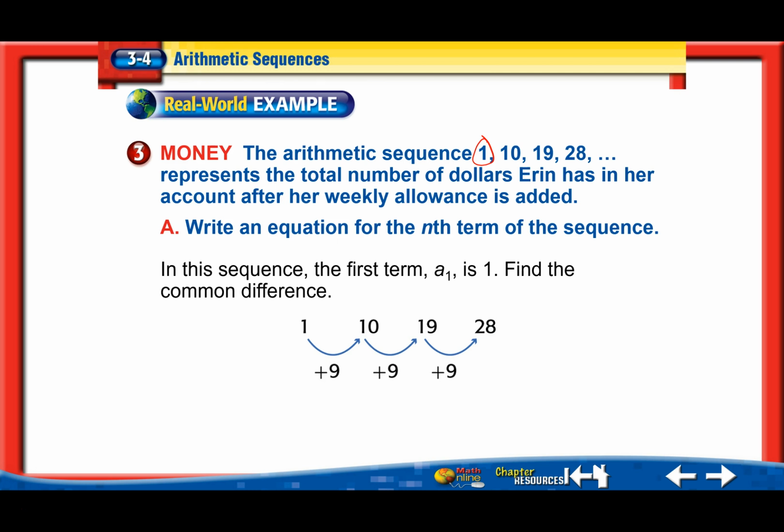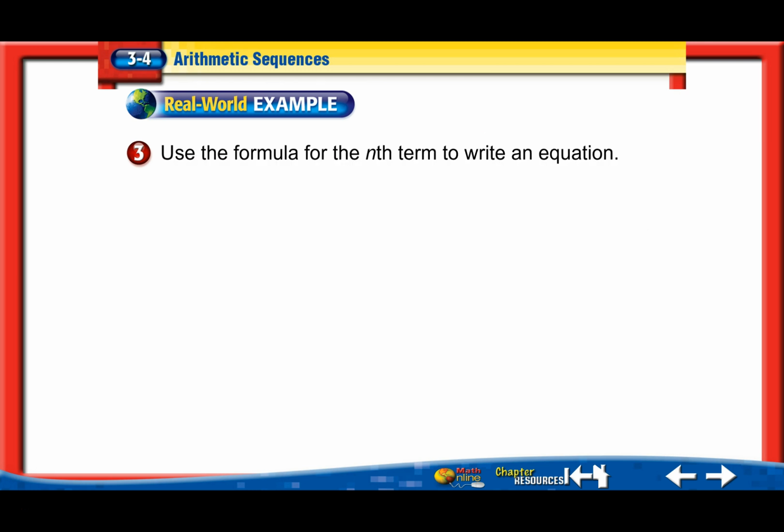Yeah, I skipped a little bit there. Stick with me. Adding 9 to each one. So the common difference is 9. So we're going to use the formula that we learned a little bit ago, and you'll probably have to go to your notes to do this.